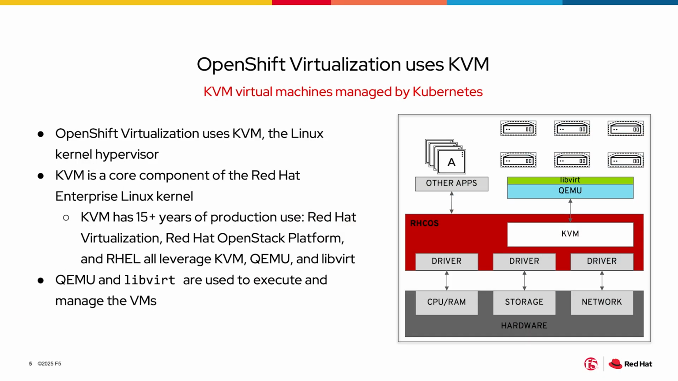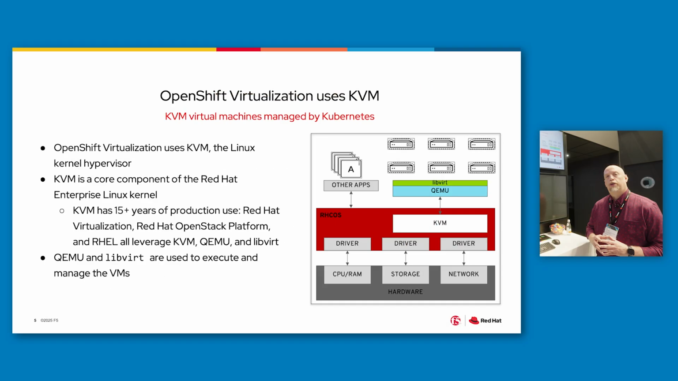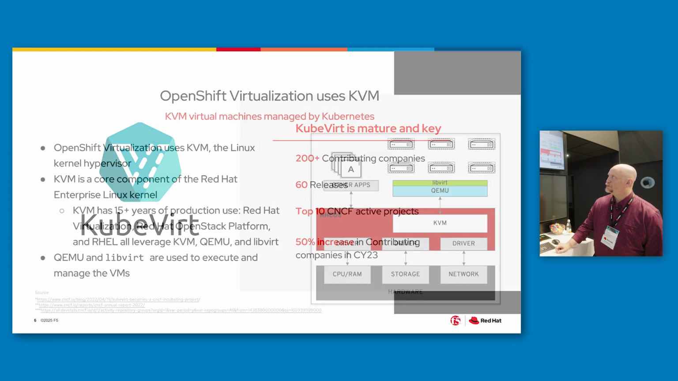So as I mentioned, OpenShift Virtualization uses KVM. It's the Linux kernel hypervisor. And it's a core component of Red Hat Enterprise Linux as well. And KVM, of course, has many, many years, over 15 years of production use in the Red Hat customer base. And QEMU and libvirt are used to manage and execute the VMs. And you can see a little bit of a diagram here on how that all works together in terms of the ecosystem that we bring.